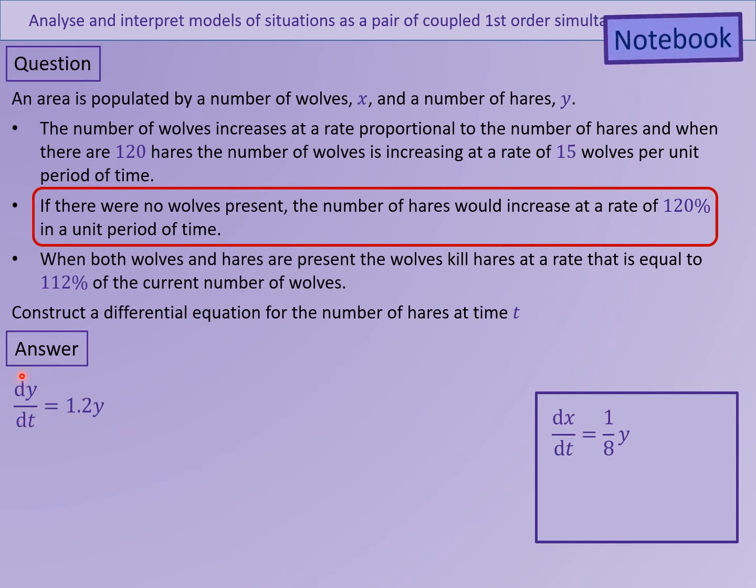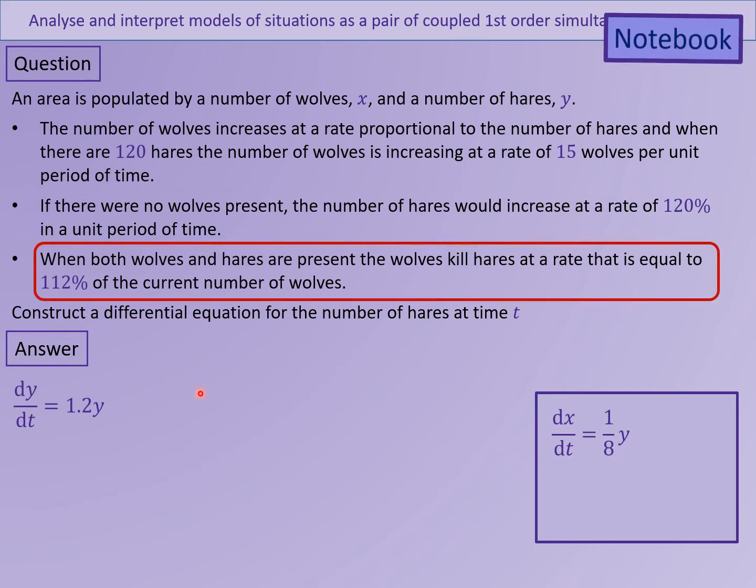But this one hasn't quite finished, because the rate of the population is not just based on the hares living on their own. We do have a situation where there are wolves and hares at the same time. So yes, they might increase at 1.2 if there are no wolves around, but you do need to take away the other part. And in this case, it's 1.12 of the current number of wolves.